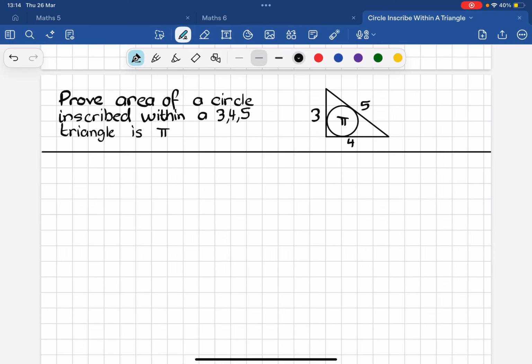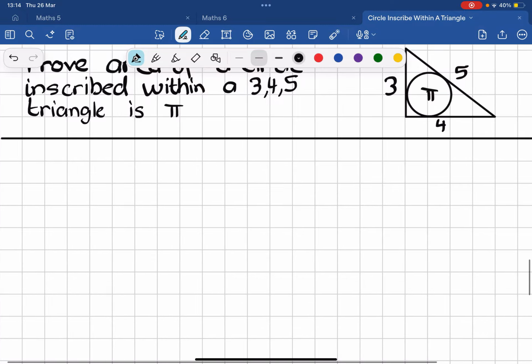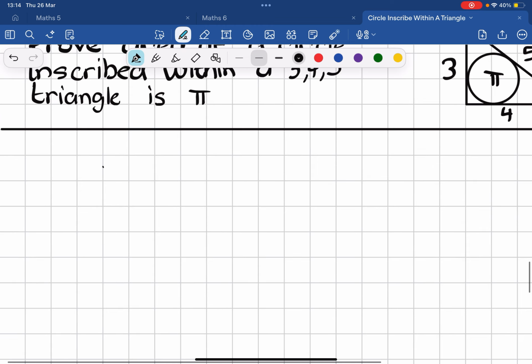Yes guys, we're back again with another proof question, and this time we're proving that the area of a circle inscribed within a 3, 4, 5 right angled triangle is pi. So what do we need for this? Well, to find the area of this circle we need the radius for pi r squared. So let's start by breaking down this triangle.